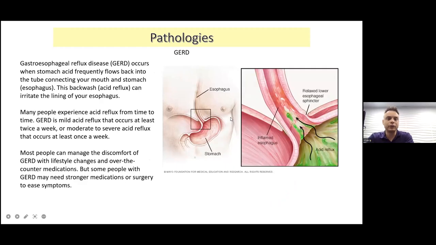GERD, gastroesophageal reflux disease. This is where the acid kicks up into the esophagus. Your stomach is quite well designed to not digest itself with acids, right? So your stomach is well lined to avoid that, but your esophagus isn't. So when the digestive acids actually kick back up into the esophagus, that causes that burning sensation, heartburn as we call it, right? Painful, right?